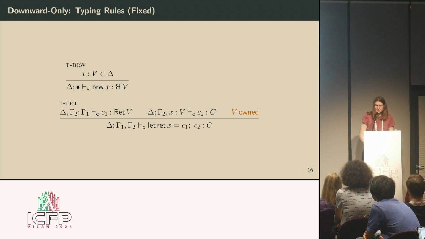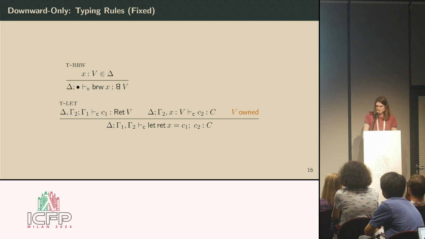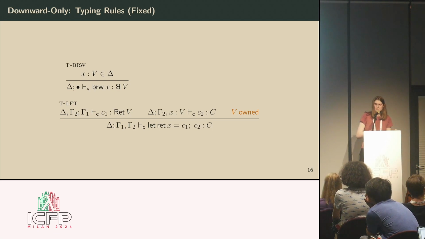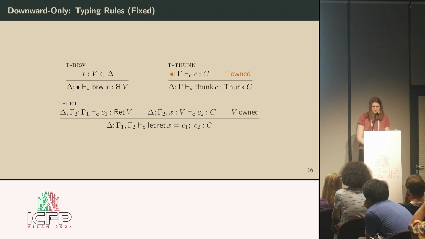So we can fix that by adding this v-owned premise, which prevents the right-hand side of a let binding equals symbol from containing any borrows in it. This is what makes our downward-only language actually downward-only. And we also have to do that for thunks as well, because thunks are suspended computations.